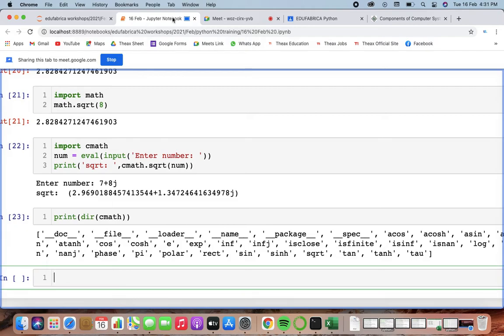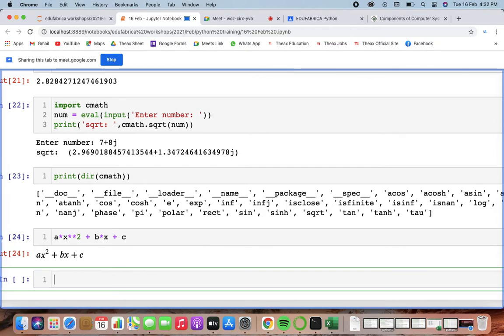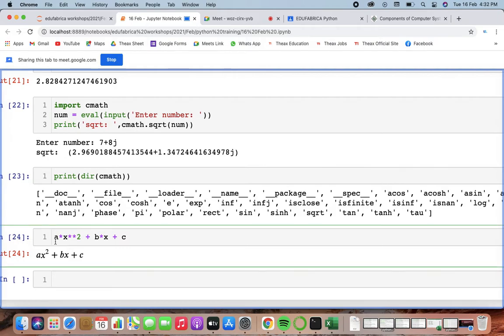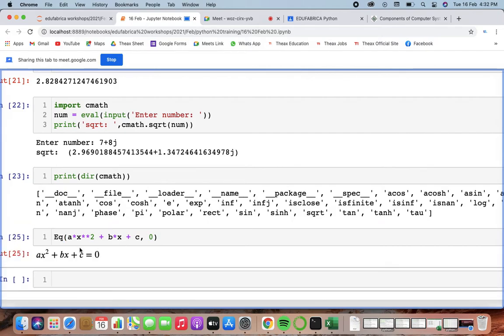Let's say there is an equation, for example, ax square plus bx plus c. Let's say this is an equation like this, and this is equal to 0. Now, if we want to find solutions for this quadratic equation, how will we find them?